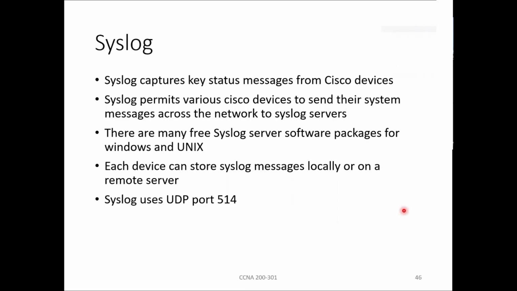Now, in this section we're going to look at Syslog. Syslog captures key status messages from Cisco devices. Syslog permits various Cisco devices to send their system messages across the network to Syslog servers. There are many free Syslog server software packages for Windows and Unix. Each device can store Syslog messages locally or on a remote server. Syslog uses UDP port number 514.